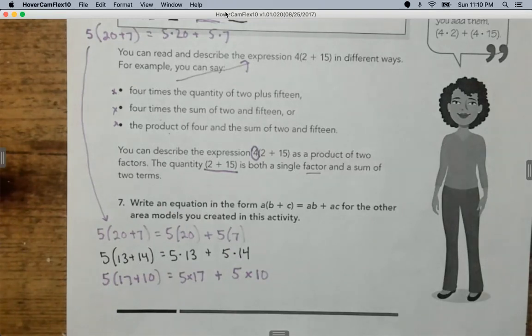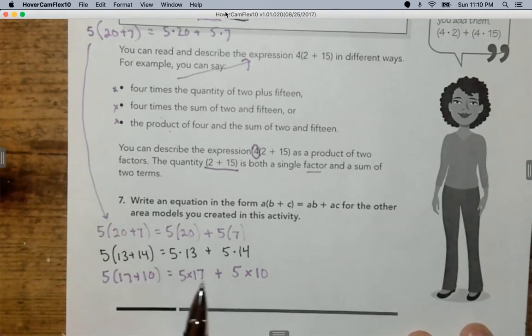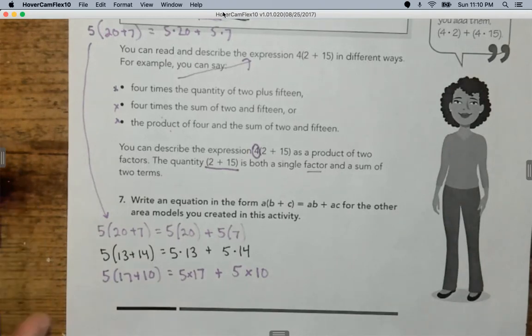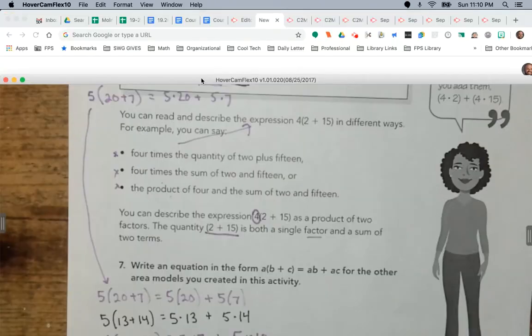All right, and so that would be the other area models I've created in this activity, and I'm using the distributive property to rewrite it. This side is equal to this side, it's just a different way of writing it. The properties change the order of operations, but they don't change the answer.